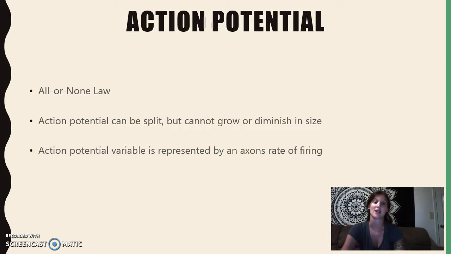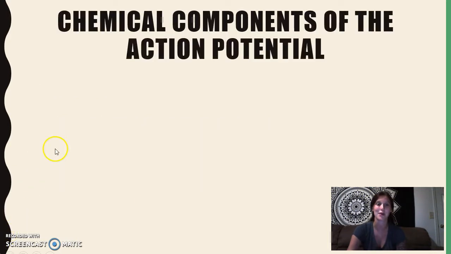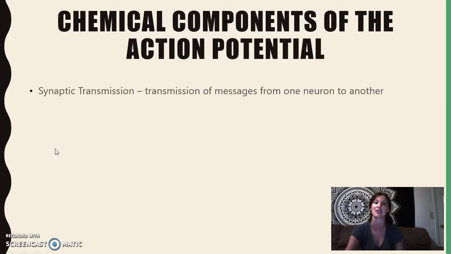The action potential has an all or none law in which either the action potential is there or it is not. There's no way to kind of stop it. Action potential can be split in the sense of once it hits one of those dendrite branches, it can be split, but it cannot grow or diminish in size. And then the action potential variable is represented by an axon's rate of firing. And that's just kind of measuring the different types of action.